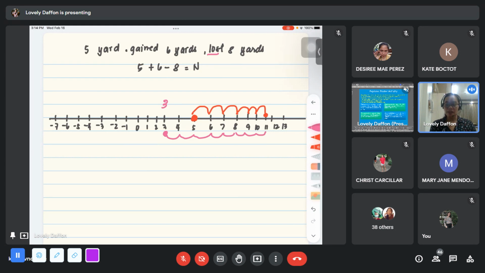At least, with this style it is clearer, in the sense that you can see its movement. So we have already moved to the right because of the gain of 6 yards. And then we also move to the left because of the loss of 8 yards.